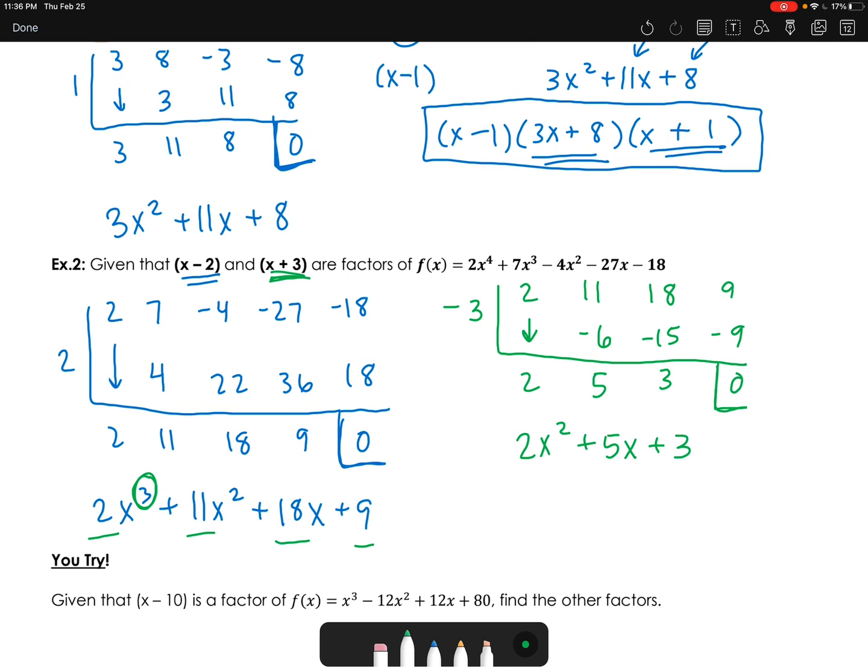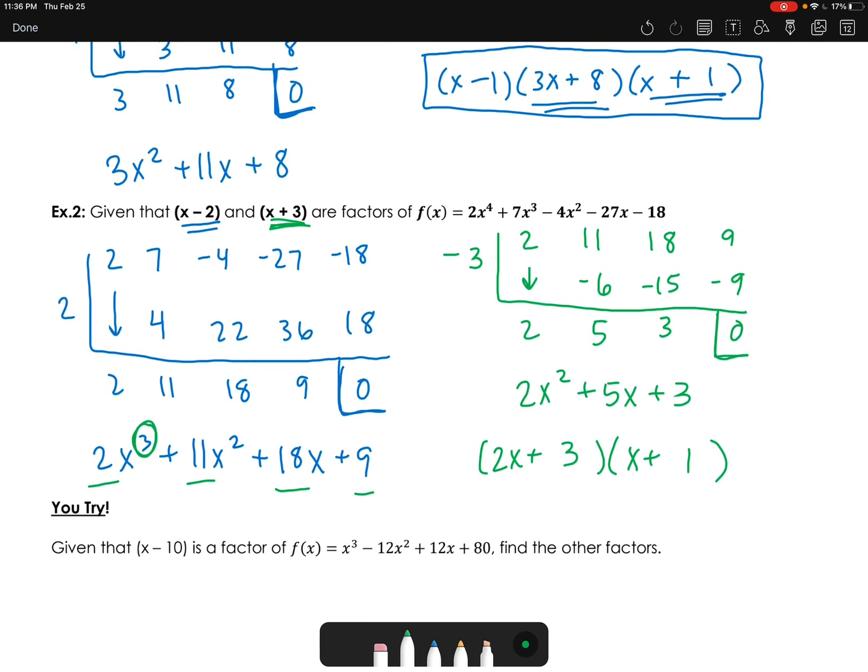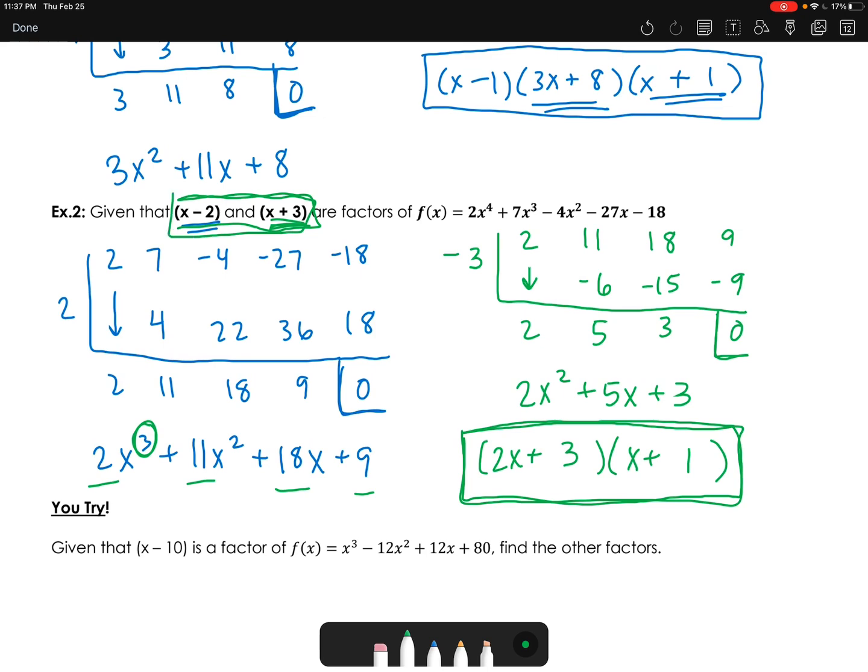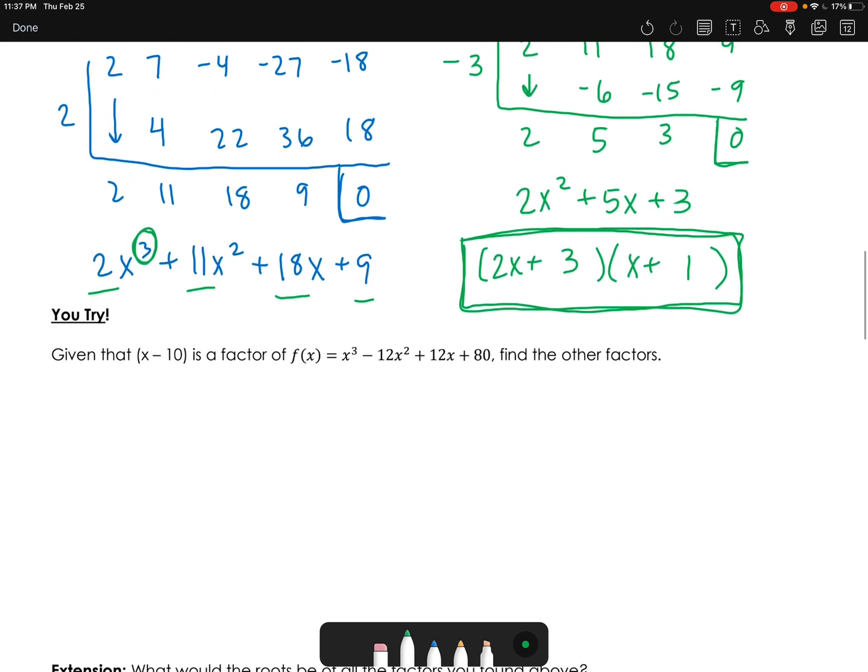Okay, guys? Now I think I can factor this. And so I have 2x and x. And now I'm trying to get a middle sum of 5. And so I'm going to do 1 and 3. And I can do my quick check to see that I would get 5x in the middle. And so these are my other two factors. What are the factors of this function? These are my other two factors of the function. So completely written out, all the factors together would be these two along with these two. Okay? Cool. Now try this one on your own.